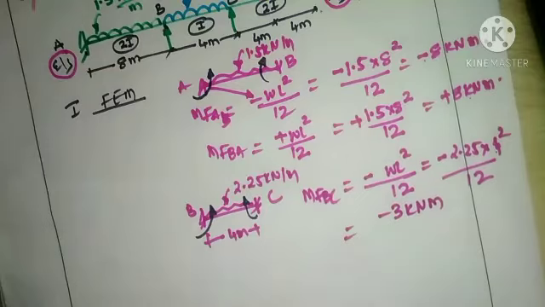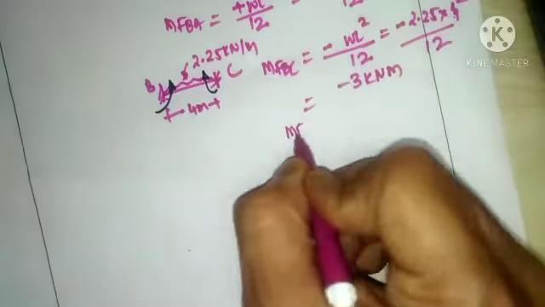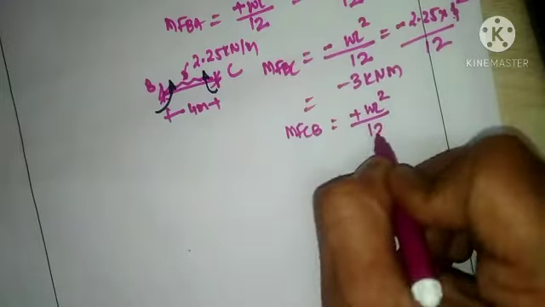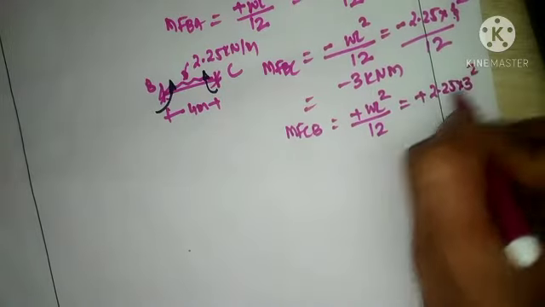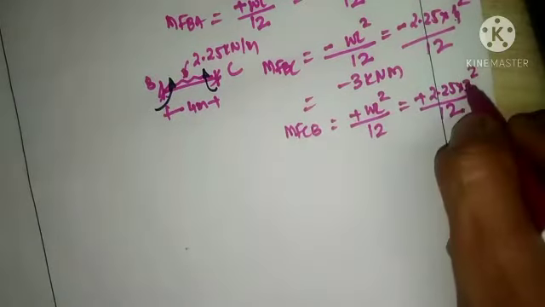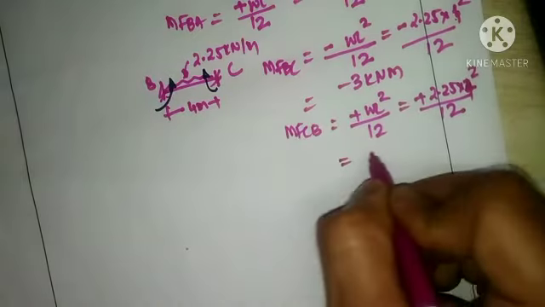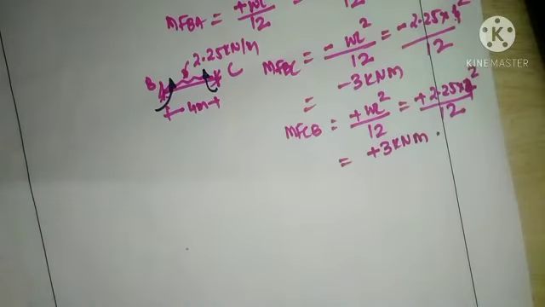So this is the value at B. Likewise, to calculate the value of moment at C, it will be MFCB. So MFCB will be plus WL square by 12, which will be plus 2.25 into 3 square divided by 12. As the values are same, it is 4 square divided by 12, so it will be plus 3 kilonewton meter. So these are nothing but the fixed end moments for BC and CB.